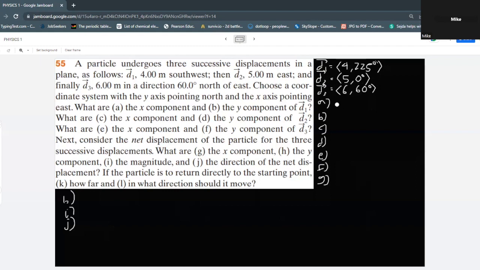Second, it helps when you write something down saying what it is, like: in polar form, the following vectors are... or polar form. Okay. Then, the x component of D1, okay? So, that's possible. That's standard notation.